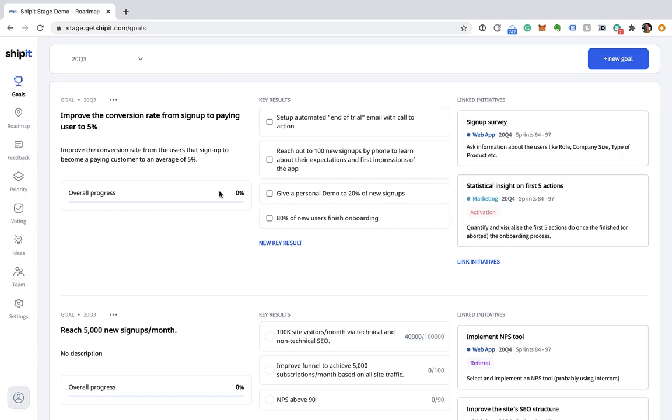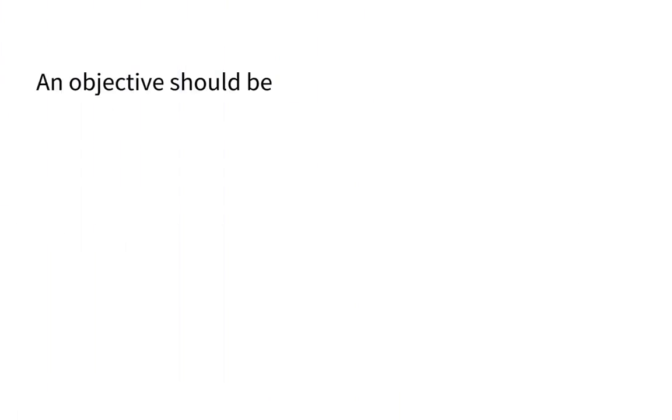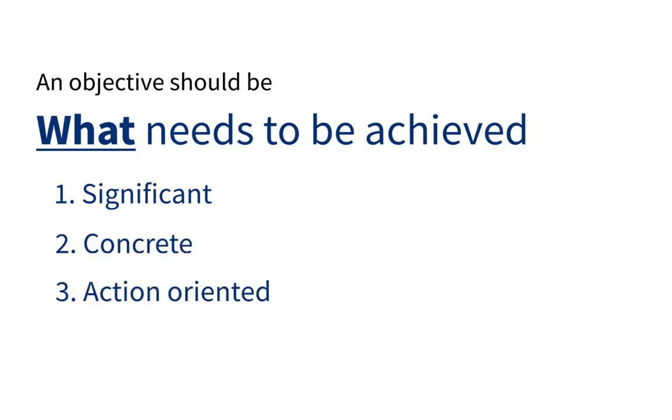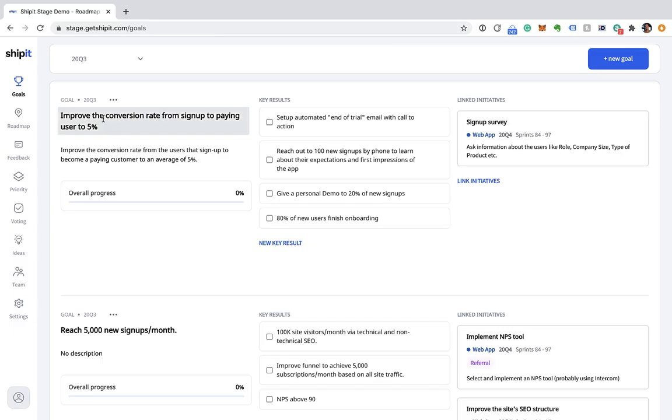Let's have a closer look at the objective and key results that I have here in this first example. First, the objective, as John Doerr says, should be simply what needs to be achieved. No more, no less, he adds to that. He says an objective should be significant, concrete, action-oriented, and ideally inspirational. Our first goal for this quarter is to increase the conversion to paying users after sign-up to 5%.